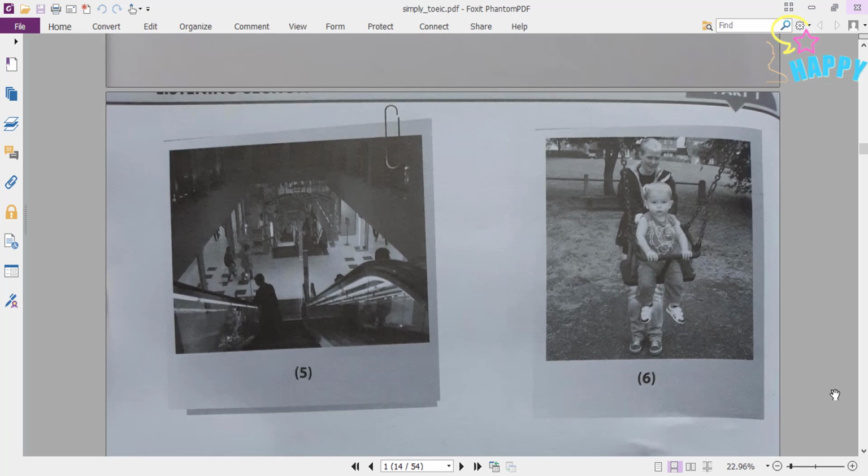Number 5. Look at the picture marked number 5 in your test book. A. Someone is descending the stairs. B. A woman is using the escalator. C. The streets are almost empty. D. People are going up in the elevator.